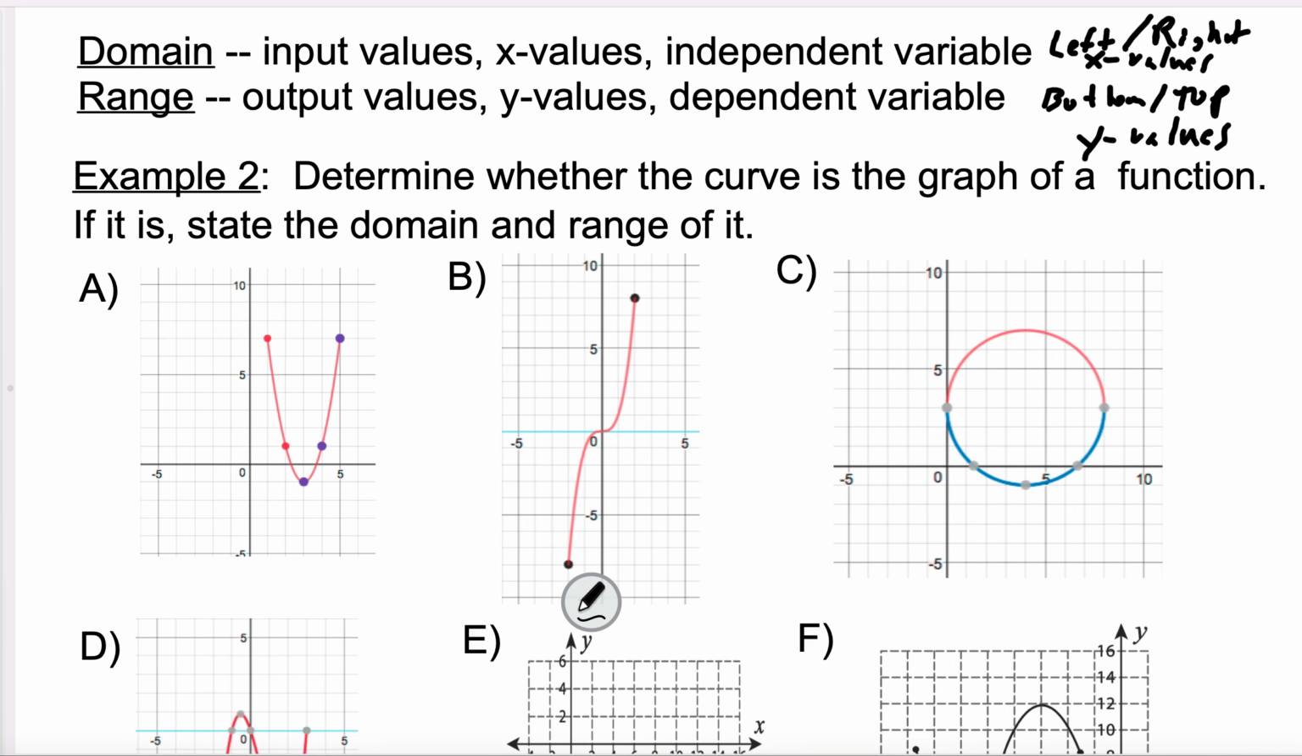So example 2 says, determine whether the curve is a graph of a function and then state the domain and range. So if we're going to go through all these, we're going to go through A, B, and C and just look at whether it's a function first. So what you want to do is think in your head. I usually take a pencil and go through my graph and see if it's passing through one point at any given time. So if I draw lines in there, it's only going to pass through one point at any given time because this is a nice curve. So this one, yes, it is a function.